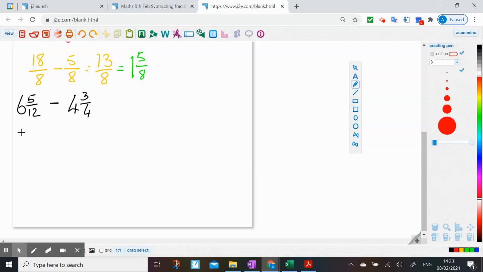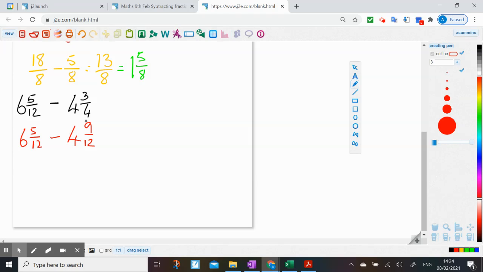So instead, I'm going to get 6 and 5/12, because we're going to stay in twelfths, subtract 4 and some twelfths. What did you have to multiply the 4 by to get 12? You times it by 3. So that means we have to times 3 by 3. And that, of course, is 9. Let me just get rid of that circle, sorry. There you go. So we've got 6 and 5/12, take away 4 and 9/12.